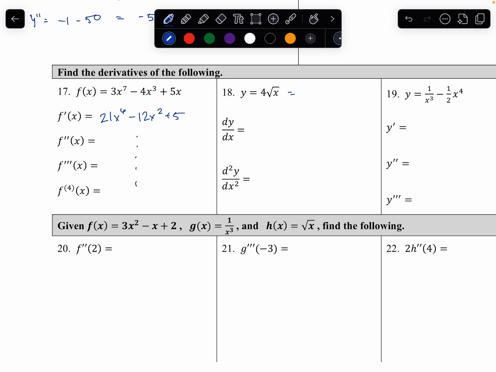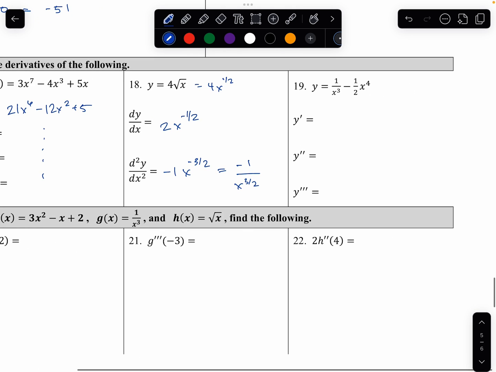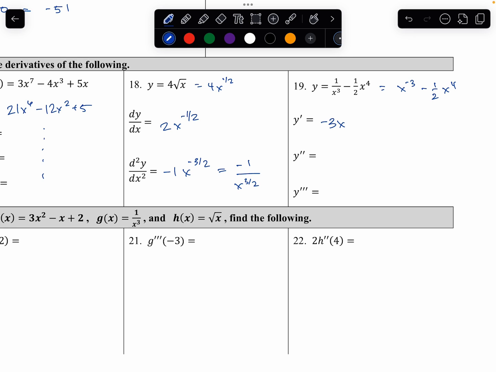If I write this as 4x to the positive 1/2, the first derivative is going to be 2x to the negative 1/2, and the next derivative is going to be negative 1x to the negative 3/2. So negative 1 over x to the positive 3/2, I think. And then, yeah, I would write this as x to the negative 3 minus 1/2 x to the 4th. So the first derivative is going to be negative 3x to the negative 4 plus 2x to the 3rd. Then it's going to be 12x to the negative 5 plus 6x squared. And then the next derivative is going to be negative 60x to the negative 6 plus 12x, I think.